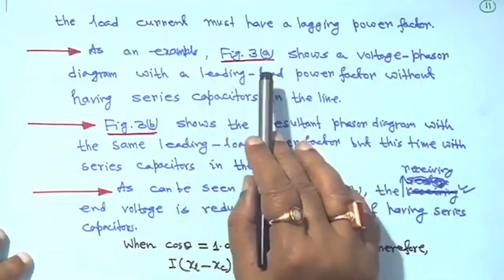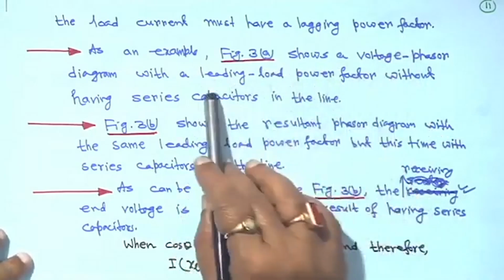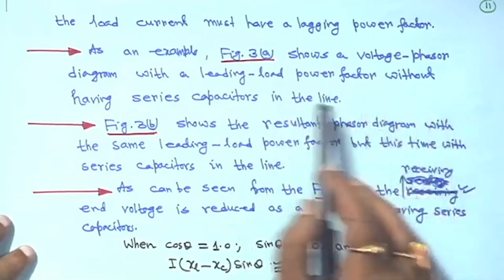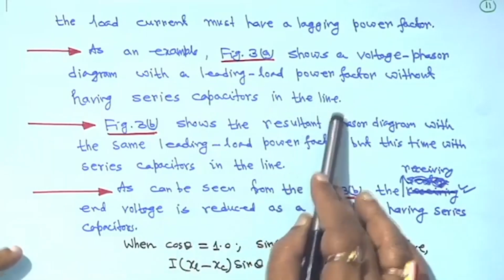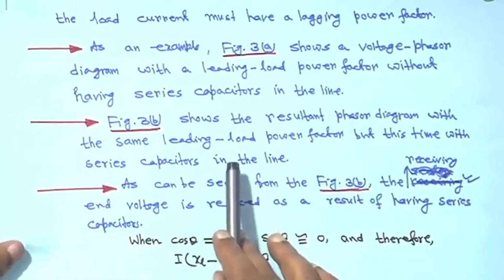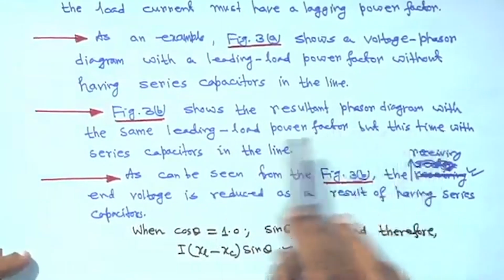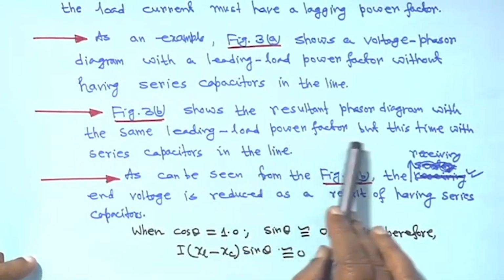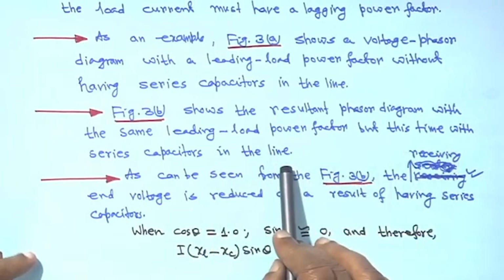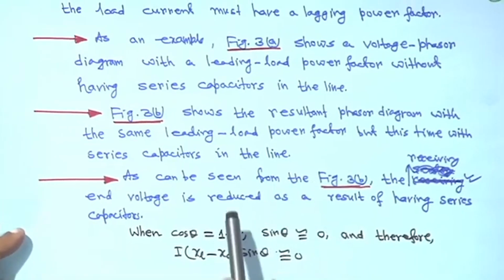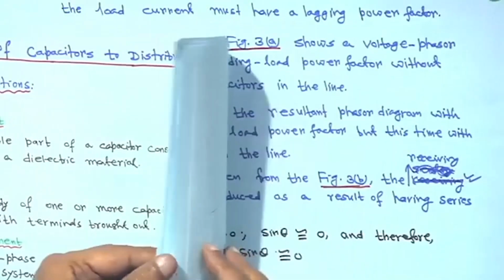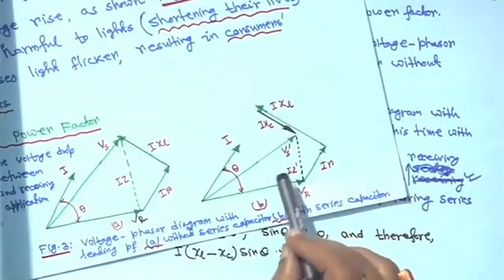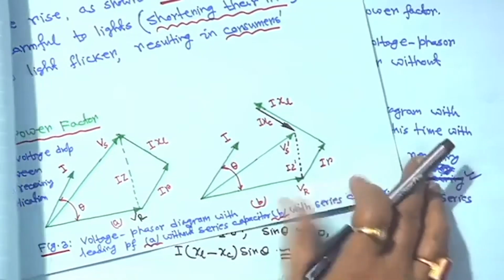As an example, figure 3a shows, I showed you this figure and explained the voltage diagram with a leading load power factor without having a series capacitor in the line, and figure 3b, I also showed you, the resultant phasor diagram with the same leading load power factor, but this time with a series capacitor in the line. As can be seen from figure 3b, this figure, this is figure 3b.